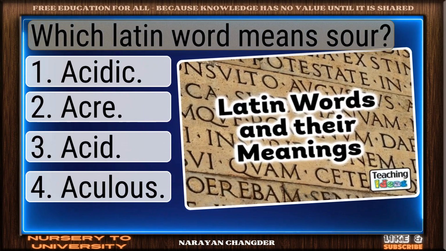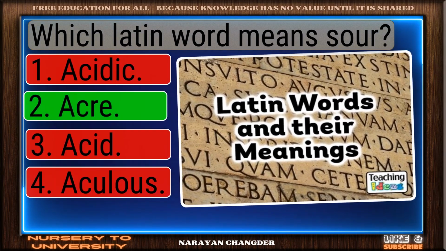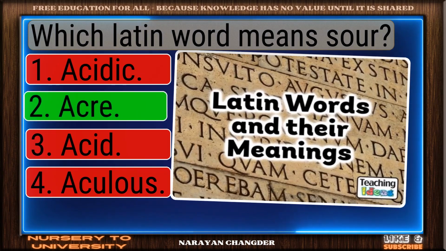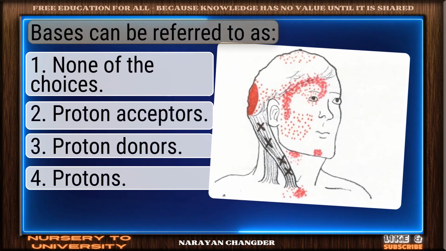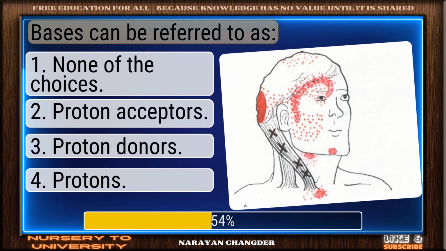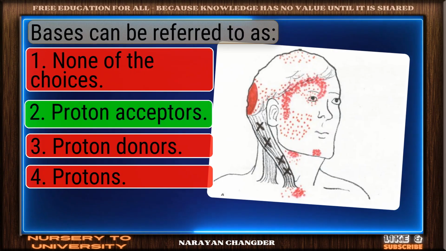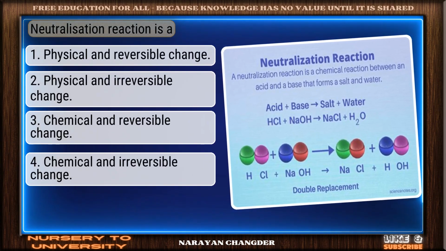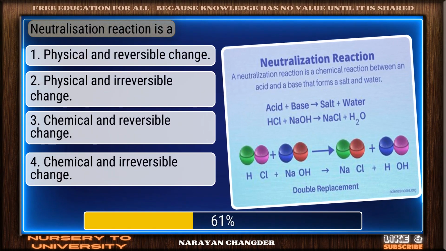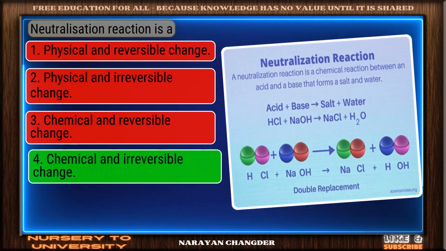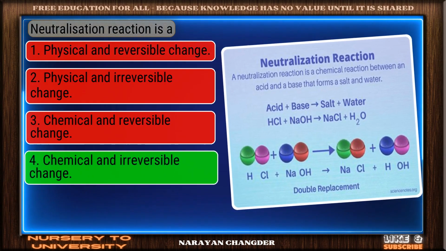Question number 172. Which Latin word means sour? Smart pick. Acere is the correct choice. Question number 173. Bases can be referred to as? Nicely done. Proton acceptors is a solid answer. Question number 174. Neutralization reaction is a? Nice selection. Chemical and irreversible change is the correct and valid answer.